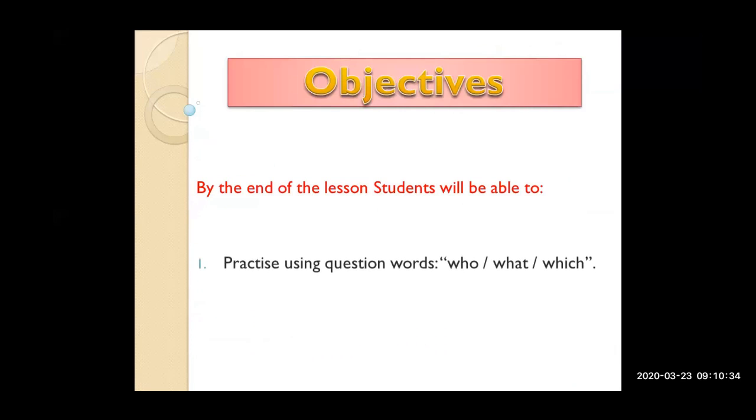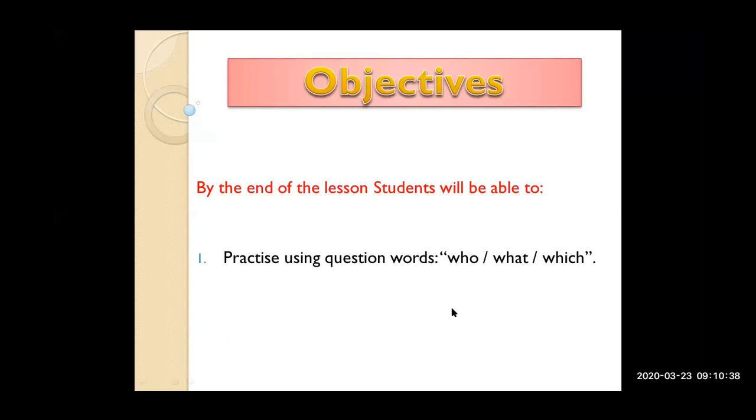The objectives of the lesson: by the end of this lesson, students will be able to practice using question words who, what, and which, and practice asking subject and object questions. Let's start.